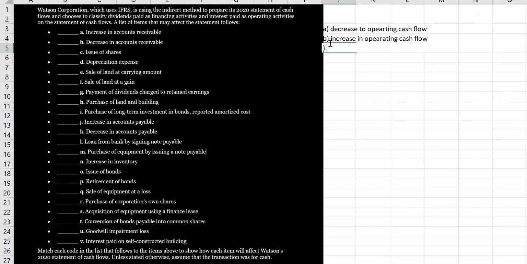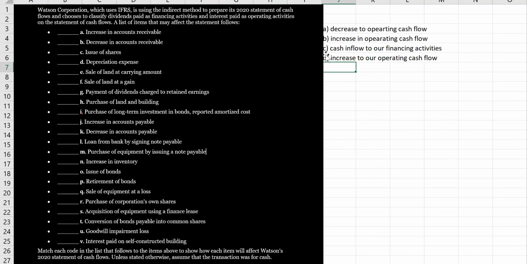So D is depreciation expense. So what do you think? How is depreciation expense going to impact our cash flow statement? Note that they're using the indirect method here. So we're going to add back depreciation expense. So this is going to be an increase to our operating cash flow, because depreciation expense is a non-cash expense that we recognize for accounting purposes. There's no cash associated with it, so we're going to increase our operating cash flow.